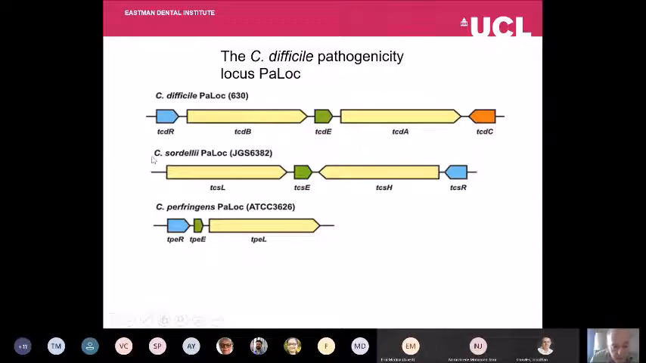And the reason I put these other two things on, from C. sordellii, which is a related Clostridium, and C. perfringens, is to show that toxin regions like the C. difficile PaLoc are found in other Clostridia, which also gives some clues that they might actually be mobile.